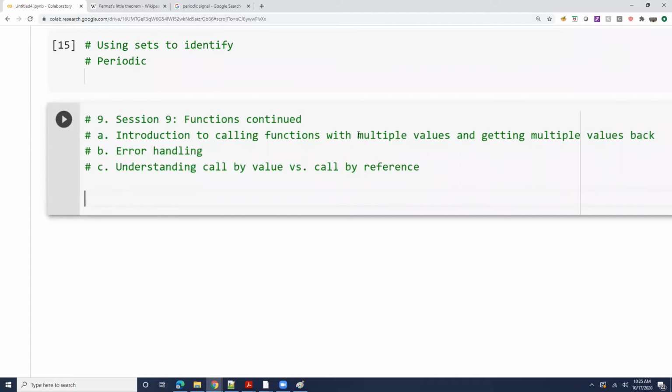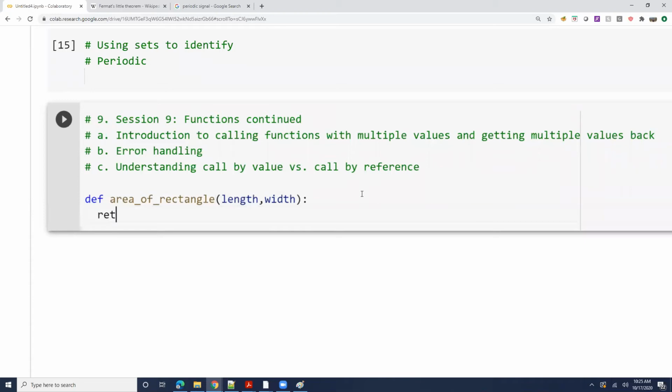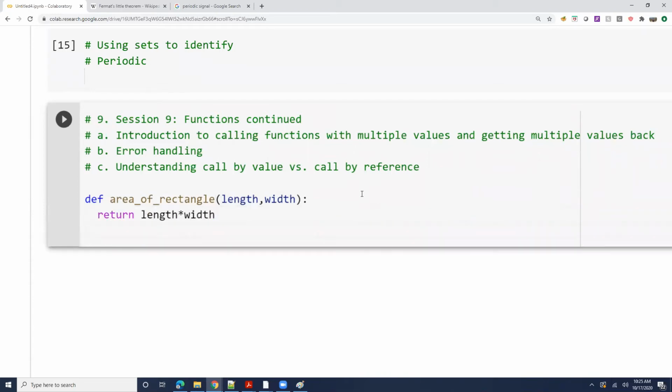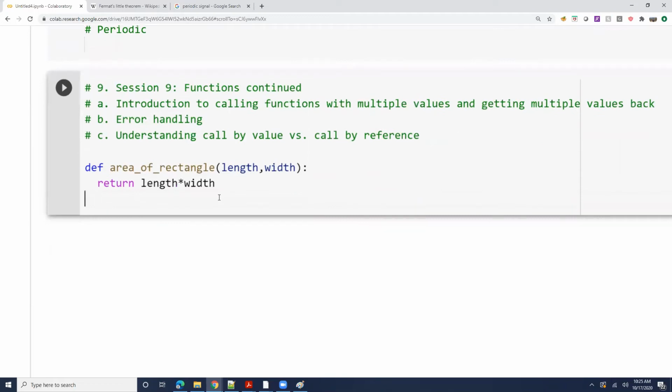Now we already saw calling a function with more than one value. Something such as the area of a rectangle, we need at least 2 arguments to this, right? So you need length and width. So you can return length times width. This looks fine, right?